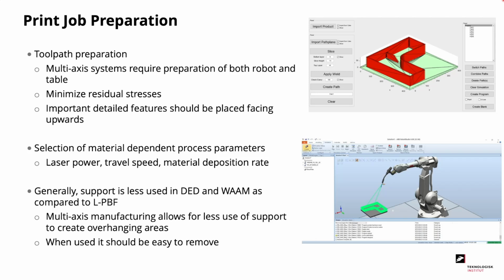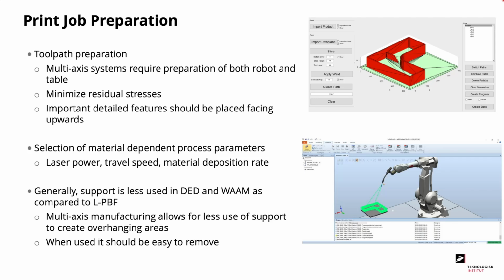You need to consider how you can minimize residual stresses, and it is important that detailed features should be placed facing upwards. You also need to consider the materials that you will be using for your processing, as the process parameters are dependent on the materials. These types of process parameters include laser power, travel speed, and material deposition rate. Generally, support is less used in DED and WAM as compared to laser powder bed fusion.